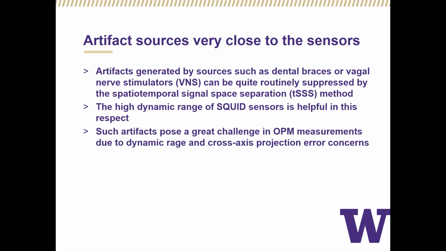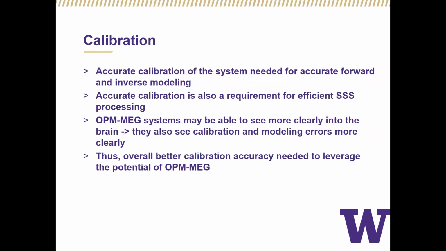As far as I know, this is still quite a big problem in OPM measurements, having these kinds of artifact sources, and this is something that has to be dealt with if you have braces or things like that. Yeah, so those were the main aspects, the differences between how we approach noise suppression with these expansions in case of SQUIDs and OPMs and how they are different.